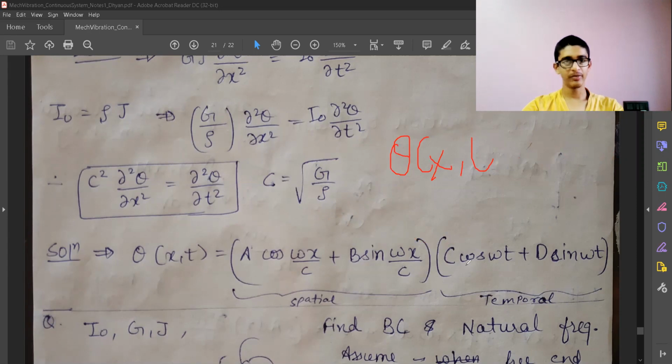Now we can look at the boundary condition terms, and in the next video I'll explain a numerical question in which we have to find the boundary conditions. Thank you.